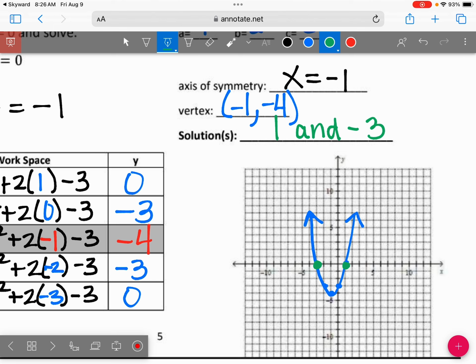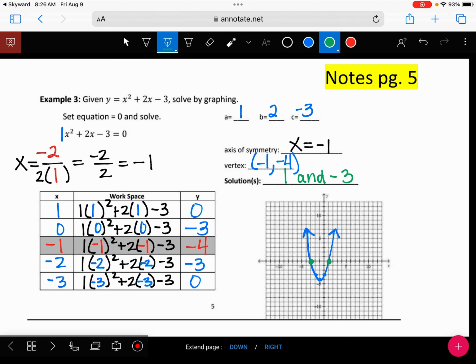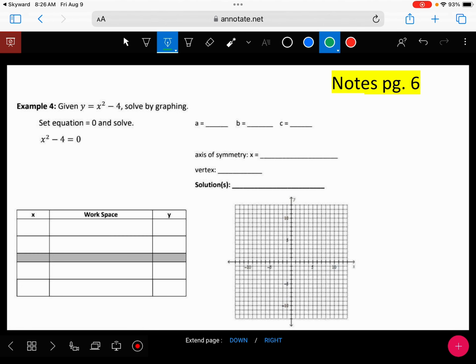All right, one more question and then we're done for today. You all are getting really, really good at graphing. So this next one should go pretty quick. So let's go to the top of page 6.